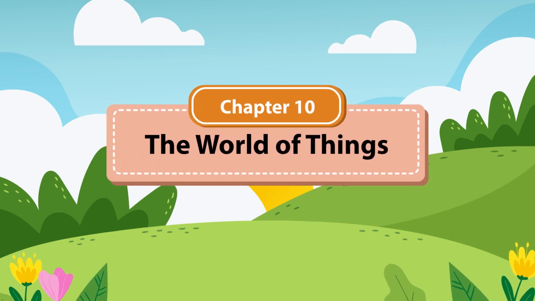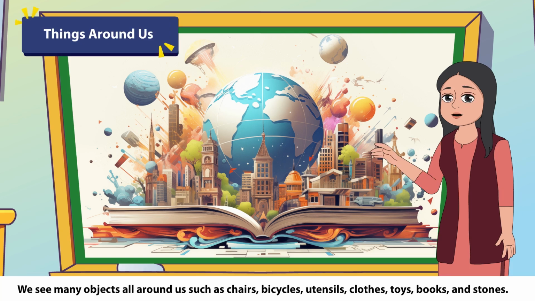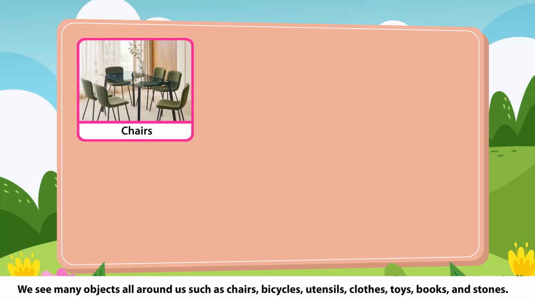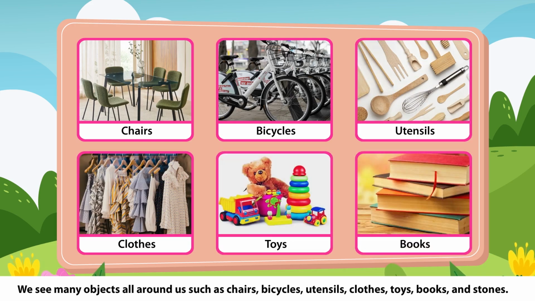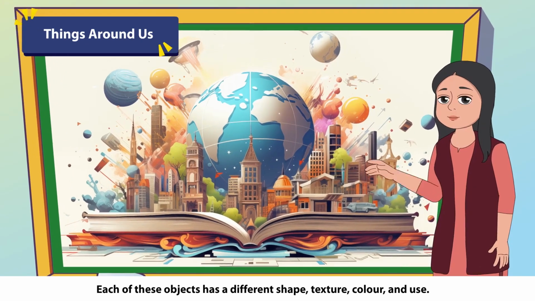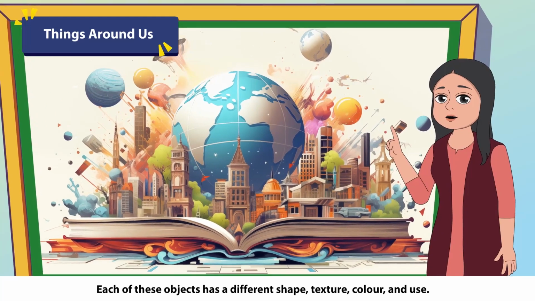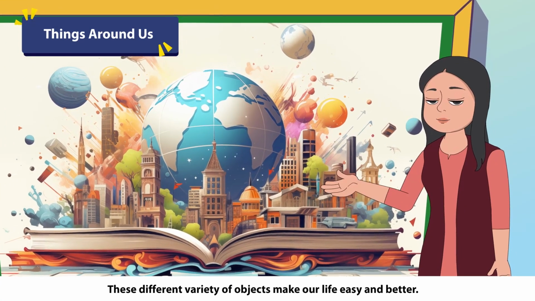Chapter 10. The World of Things. Things around us. We see many objects all around us such as chairs, bicycles, utensils, clothes, toys, books, and stones. Each of these objects has a different shape, texture, color, and use. These different varieties of objects make our life easy and better.